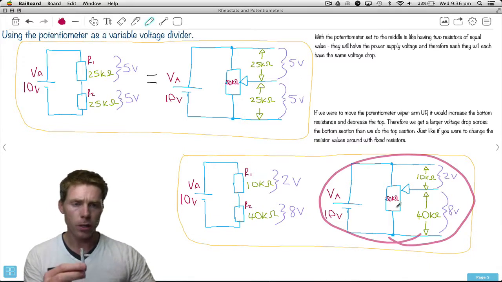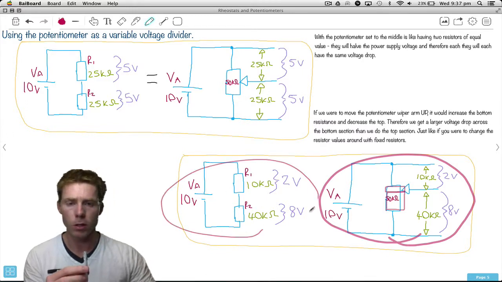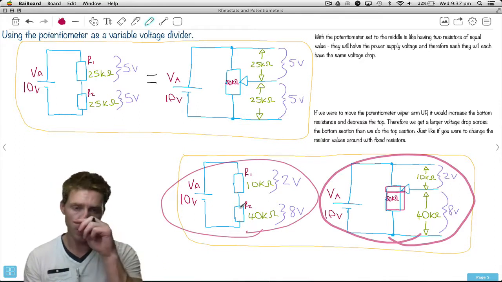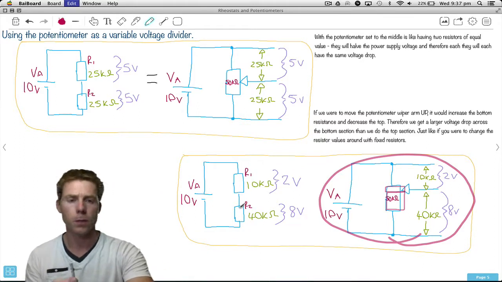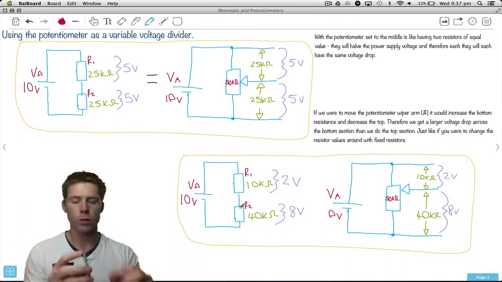We can see that in the circuit here. I've moved the wiper arm up, so there is less resistance there compared to here. It's just like me building this circuit over here, where we've got a 10K resistor up the top and a 40K resistor down the bottom. The 40K is going to get most of that 10 volts while the 10K gets a little portion of it. So a potentiometer can be used as a variable voltage divider.